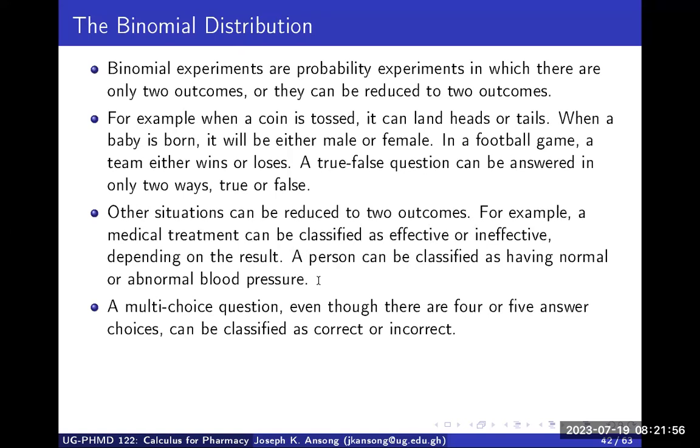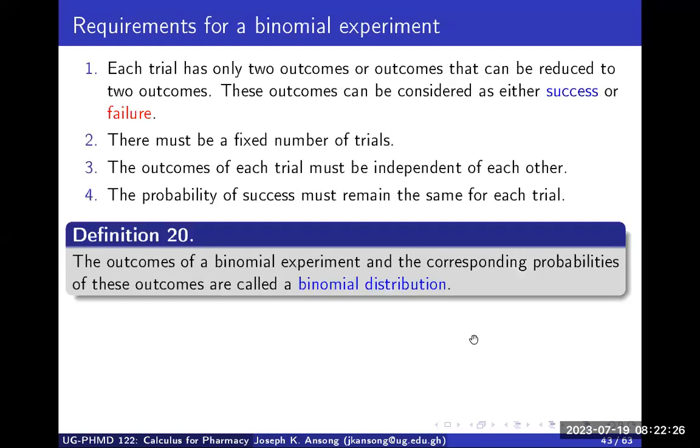decisions out of that. Even if you have a multiple-choice question, you can still reduce it to just two outcomes. So even though there are 4 or 5 answer choices, you can classify the outcome as either correct or incorrect. So there are a host of situations where we can apply the binomial distribution to help us make decisions. So that is what the binomial distribution is.